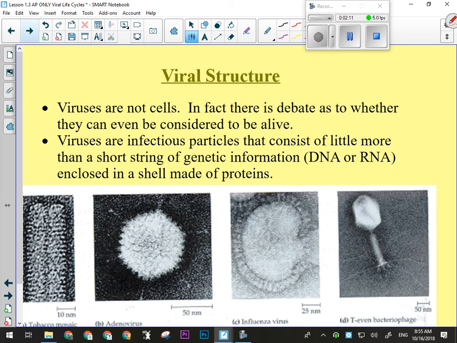And that DNA or RNA is enclosed in a protein shell called a capsid. That's it. That's all there is to a virus. Capsid, protein shell, and the genetic material inside. That's all there is to them. They are very, very simple, and as a result, very, very small. Okay, that's what makes them so difficult for your body to destroy.